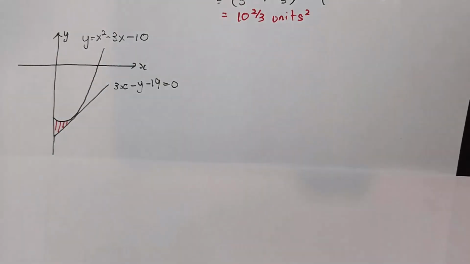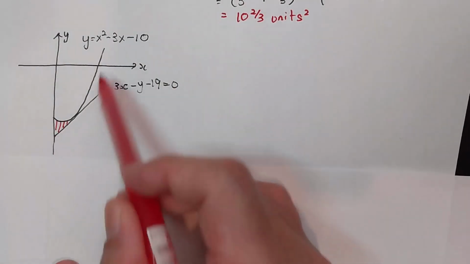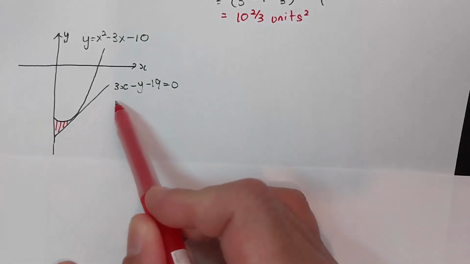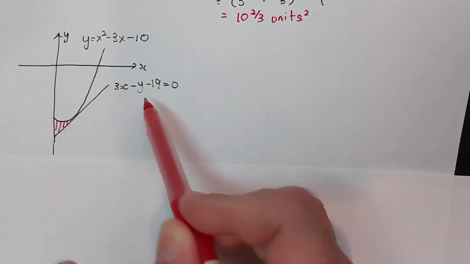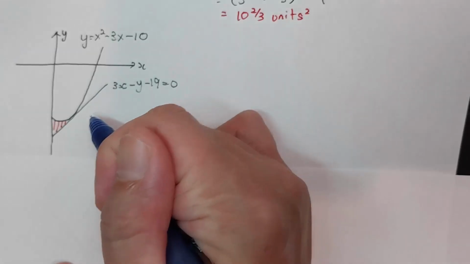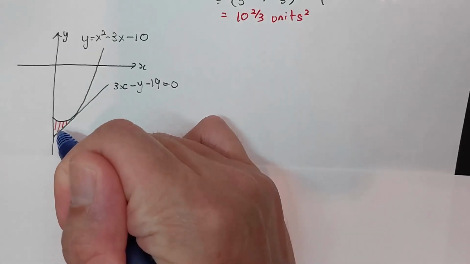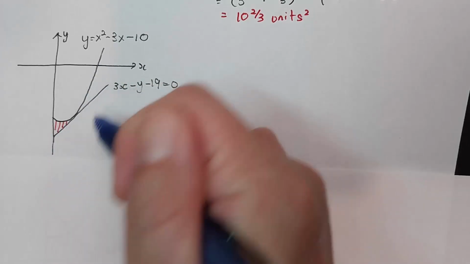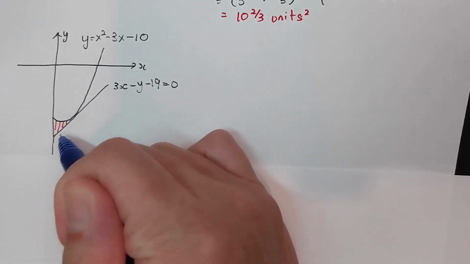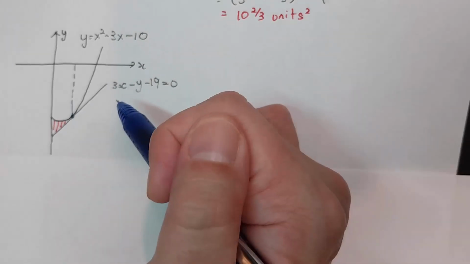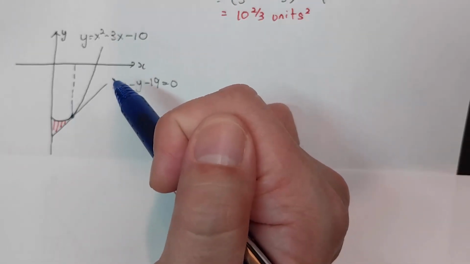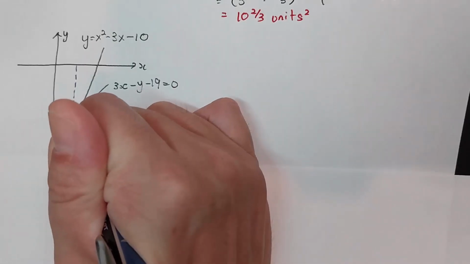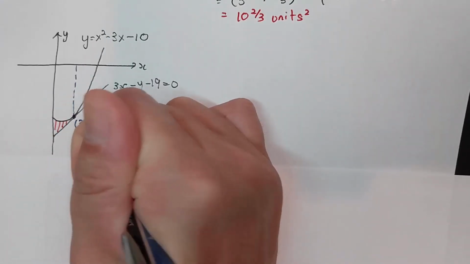Okay, next, let us look at this case. We have the curve y equals x squared minus 3x minus 10 and the straight line 3x minus y minus 19. In order to find the red shaded area, we will take the top curve minus the lower curve. The lower curve in this case will be the straight line. If we do the simultaneous equations, we will realize that this point of intersection is (3, negative 10).